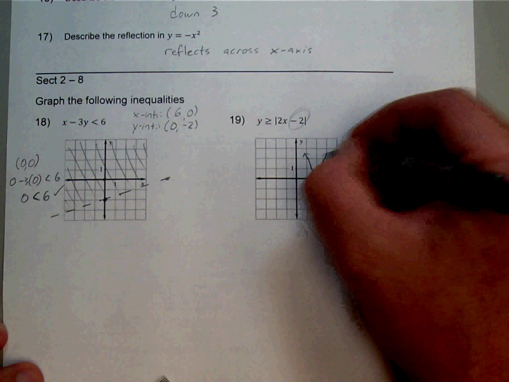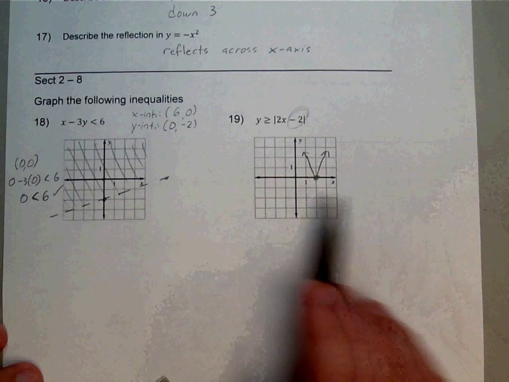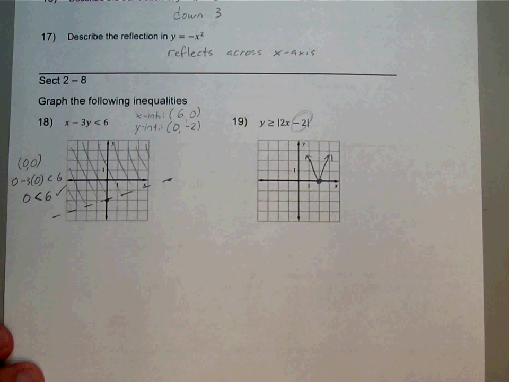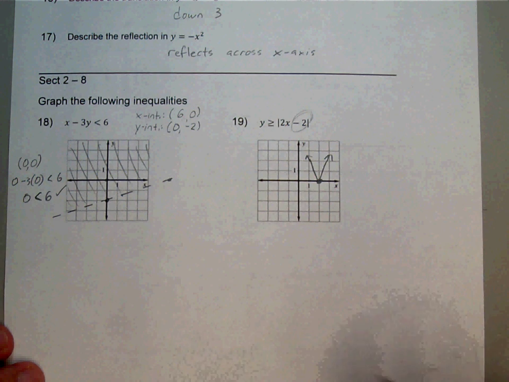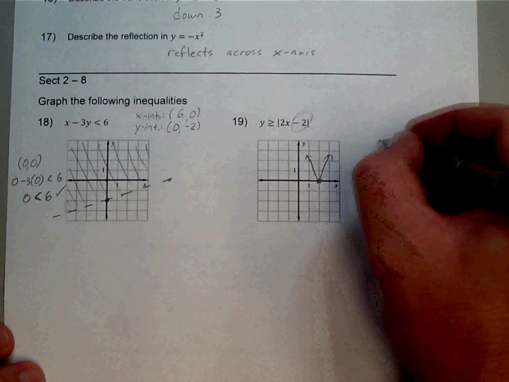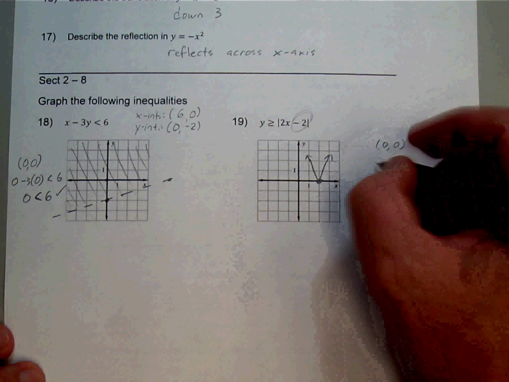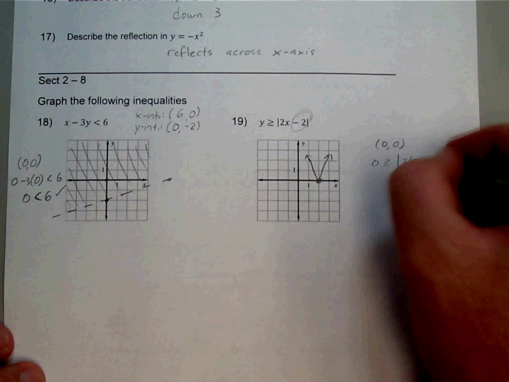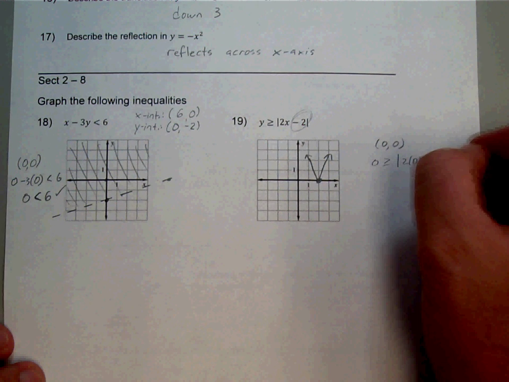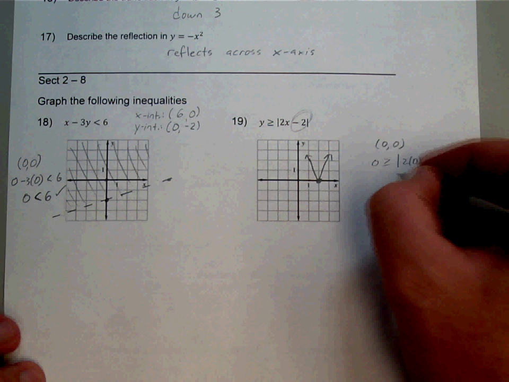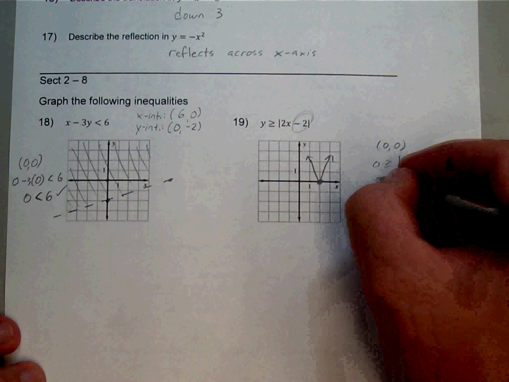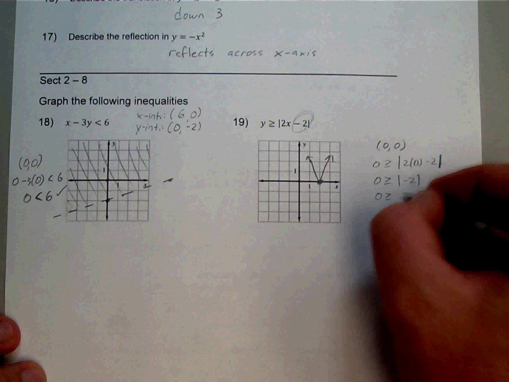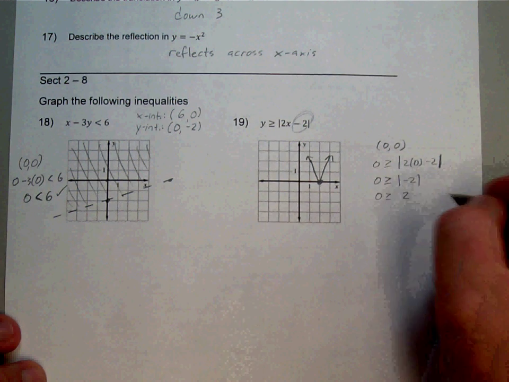We do know it's a solid line this time because it's equal to. And now I have to shade everything outside of the V or inside of the V, whichever one contains the solutions. So check a point again. I'm going to pick 0, 0 again. Plug it in. 2 times 0 is 0. Minus 2 is negative 2. So absolute value of negative 2, that is just 2. So I get 0 is greater than or equal to 2.